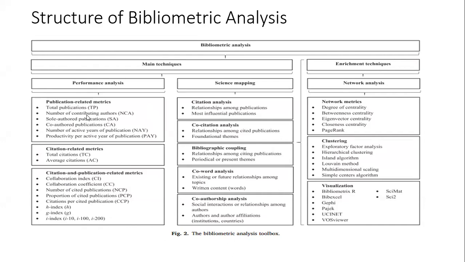So by using these performance analysis measures, you can actually see which publications, how many publications in that area, the number of contributing authors, sole authors, and co-authored papers. There are some who write on their own, some will co-author with other authors from different countries. We want to make an analysis of all those. Then after having done that, some people would say, but why do we need to look at this?